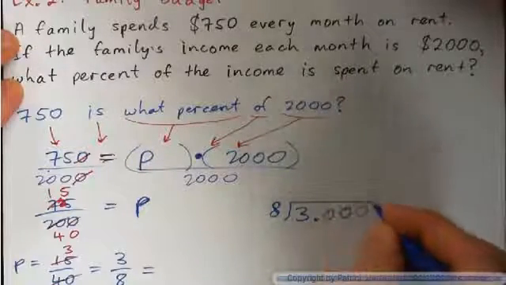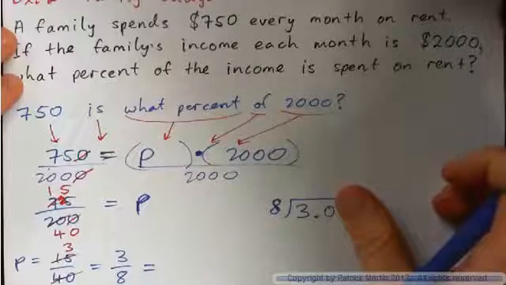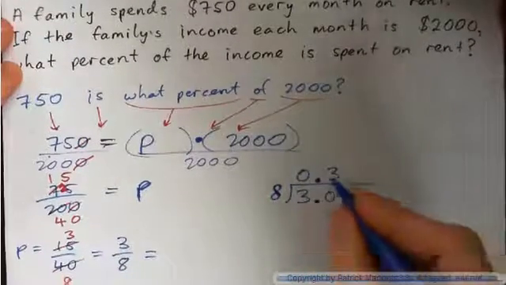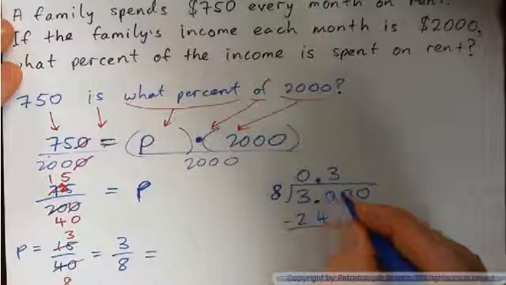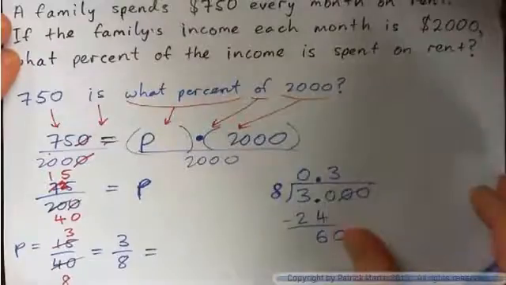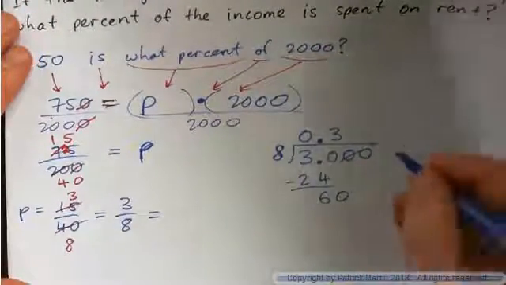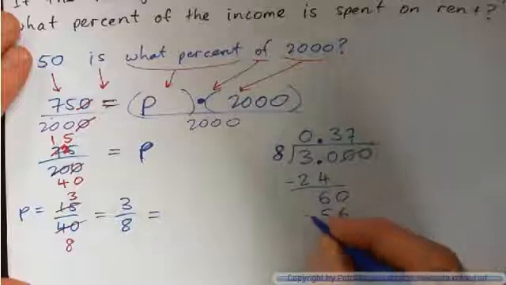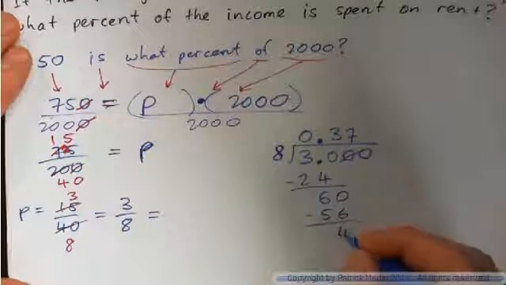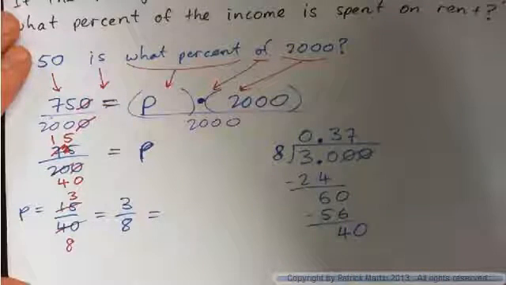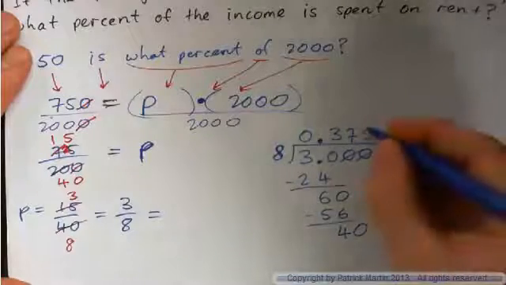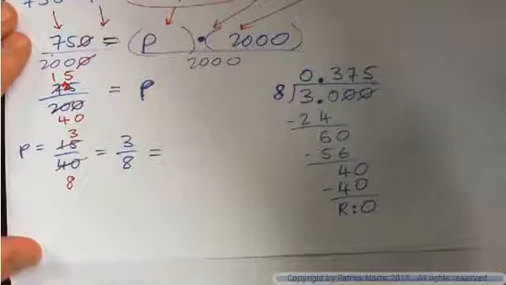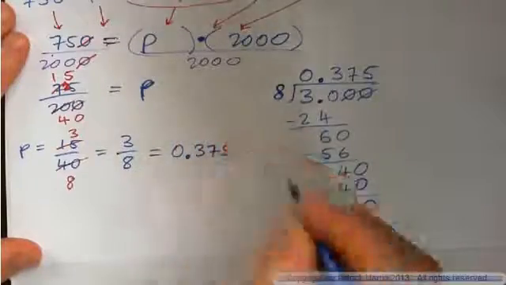Or 3.000, right? 8 into 30, 3 times. The decimal point goes up here. Put a 0 here. 3 times 8, 24. Subtract. 30 minus 24, 6. Bring a 0 down. 8 into 60. 8 times 8 is 64, so less than that would be 7. Let's try 7. 7 times 8, 56. That'll work, right? 60 minus 56, 4. Bring down another 0. What's 8 into 40? 5 times. 5 times 8 is 40. Subtract. Remainder 0. So we get 0.375.